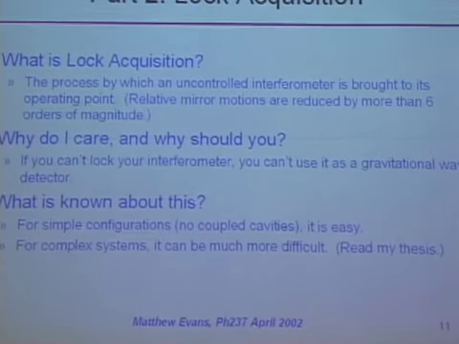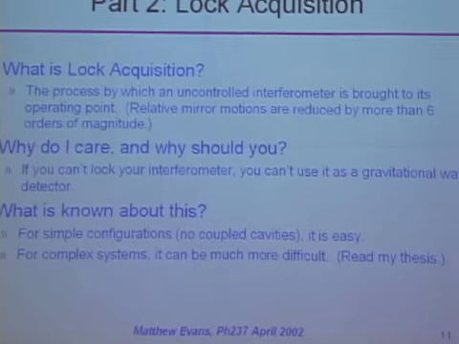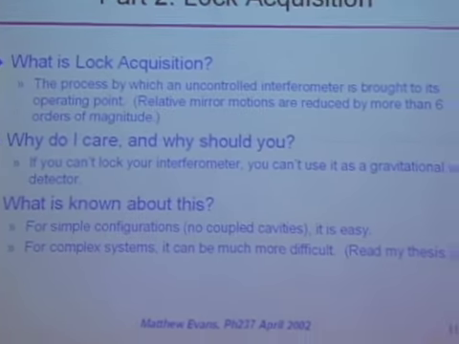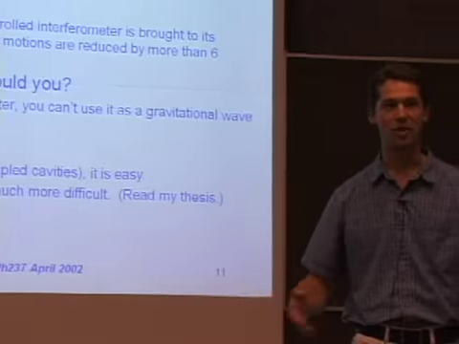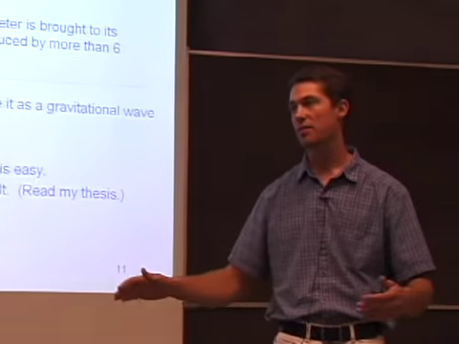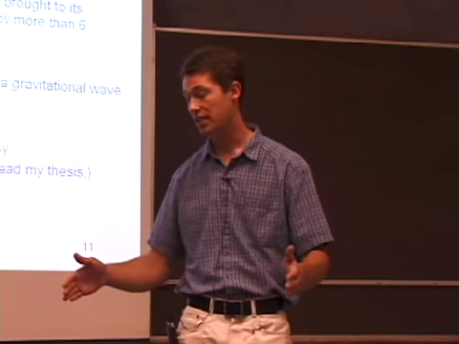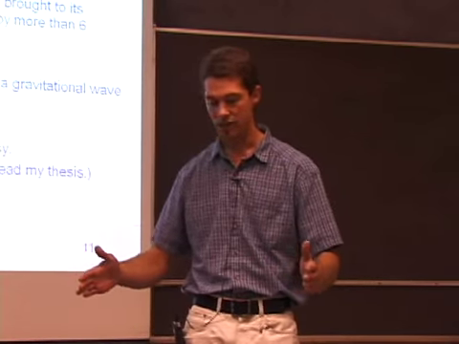What is lock acquisition? Lock acquisition is, you start with an interferometer that has a bunch of mirrors. I'll consider a Fabry-Perot cavity. A bunch of mirrors just swinging around, swinging in the breeze, they're moving of order a micron. It depends on your seismic noise, excitation sources, things like that. And you'd like to lock it so that they move together.